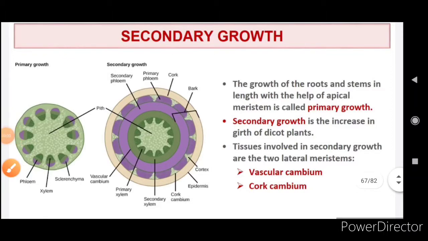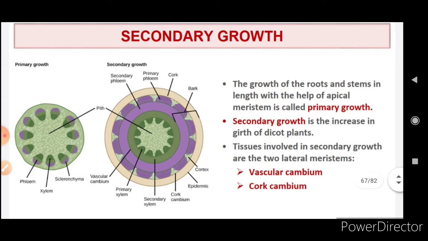Now comes the secondary growth. Generally, the growth of the roots and stems in length with the help of apical meristem is called the primary growth, while secondary growth is the increase in the girth of the dicot plants. Secondary growth is absent in monocots, so you only have to learn the secondary growth in dicots, that is in stem and in roots.